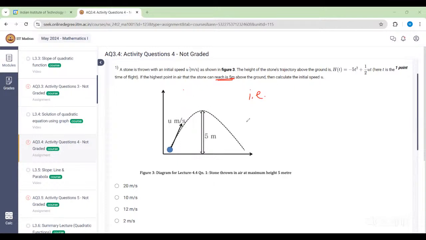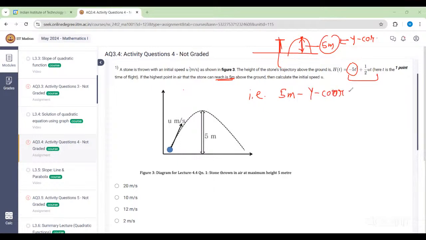So that means it's following a parabola, and it's a downward parabola because of the minus 5. At the highest point, the distance is 5 meters. Whatever distance is covered here is the y coordinate of the vertex. So 5 meters is the y coordinate of our vertex. We can use the expression of the parabola to get something about the vertex.